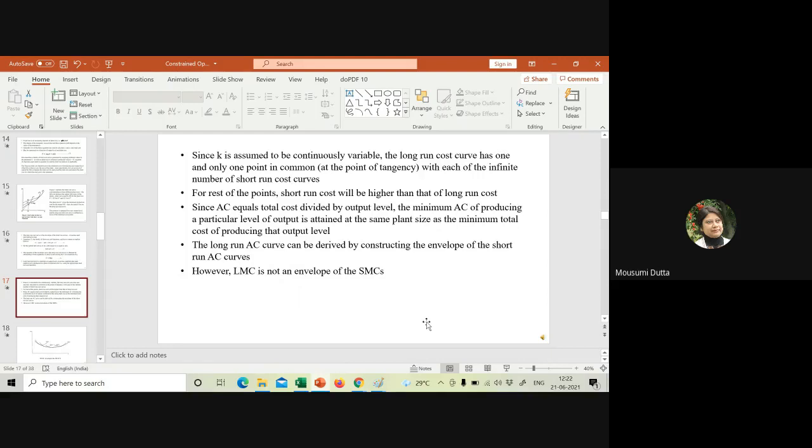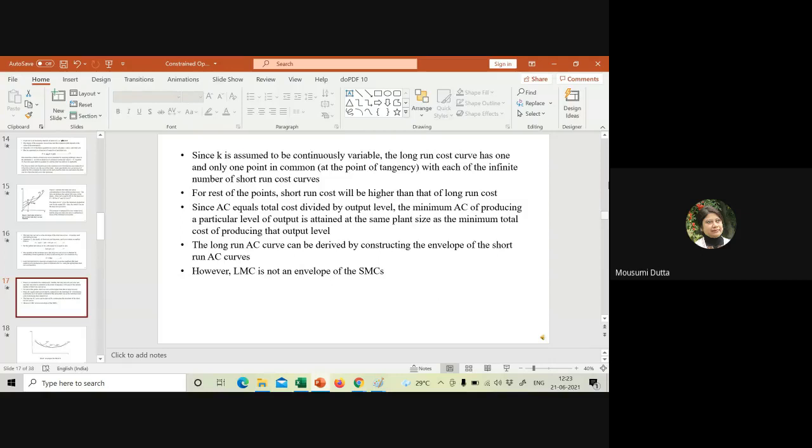You are just scaling it with respect to the output, so you are trying to find out per unit cost. In the total cost, it is the entire cost, and then you are interested in per unit cost. Okay, so it is a matter of scale only, scaling the component. So all the properties of the total cost will be retained in the average cost function.